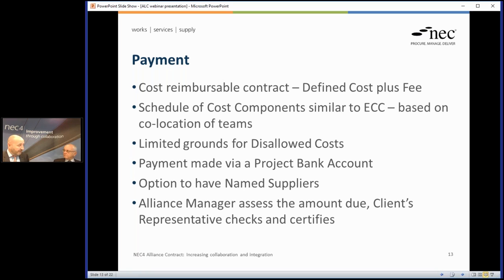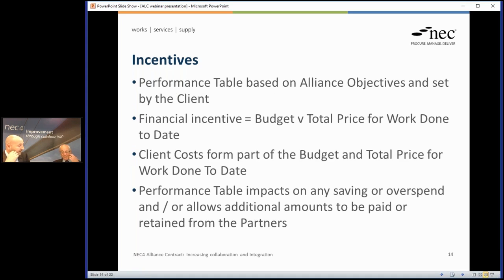but it's not the same as a traditional assessment and then checked and final decision on payment made by the client. It's really for the alliance to determine the amount, with the client having a rep having a checking function around that. It's almost like an audit. Yeah, very similar. Okay, and the payment can include incentive payments, of course.